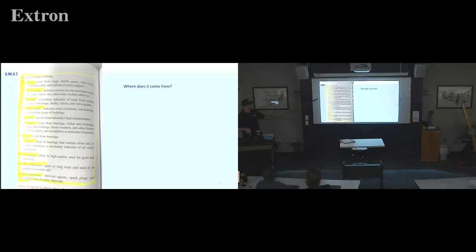So go ahead and read our chromium one if you would. Primary sources are chrome shards, such as rings, liners, etc., and some coolant additives. Well, that would be if you have like a liquid cooled engine maybe. Interesting. So we're not gonna have a lot of chromium. It's probably gonna be our chrome lined cylinders. We got a chrome lined cylinder, right?